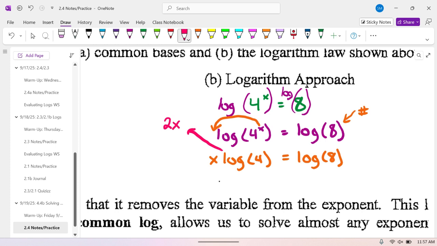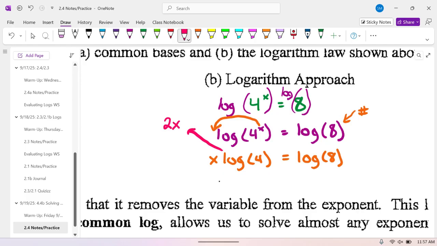They're multiplying. So how would I get rid of it? How would I get the x by itself here? This is being multiplied with this, and this is a number. You just divide it to both sides. So you would treat it like it was 2 to the x. You would divide by 2 on both sides. You would divide by log of 4 on both sides.